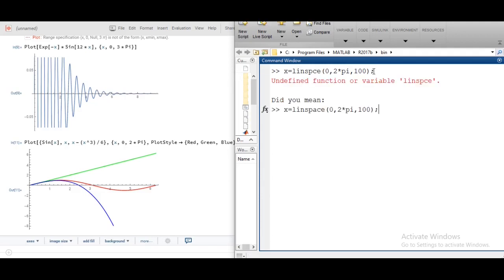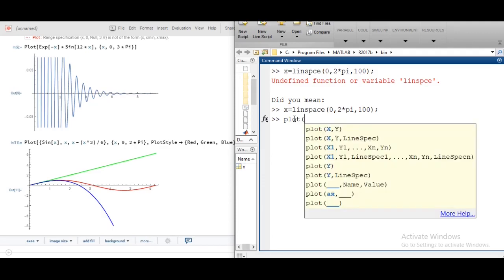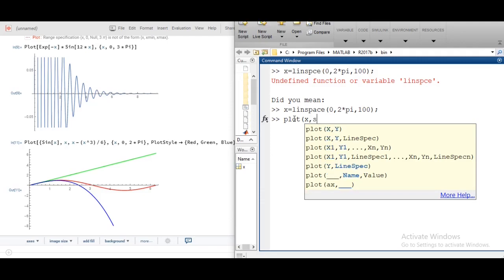Okay, so here it's actually linspace. Then we can plot a small plot of three functions, all of which we want to draw simultaneously. For the first one we can write x comma sine of x.